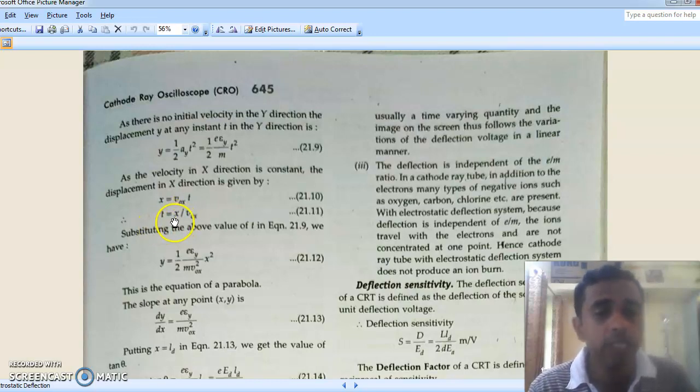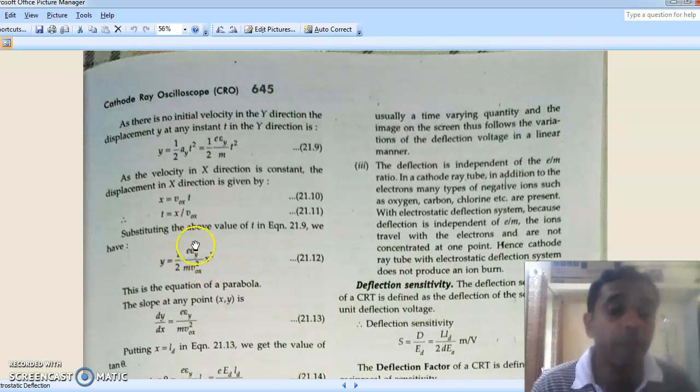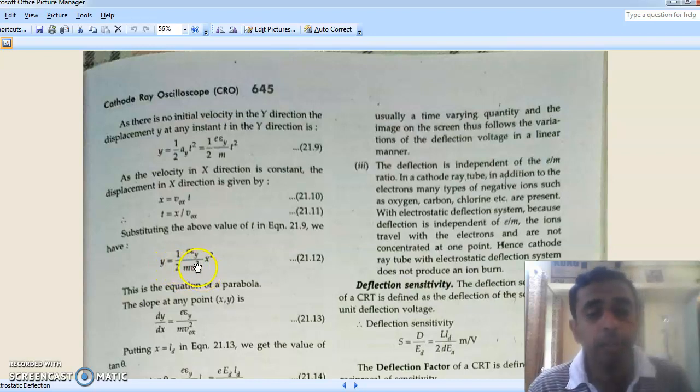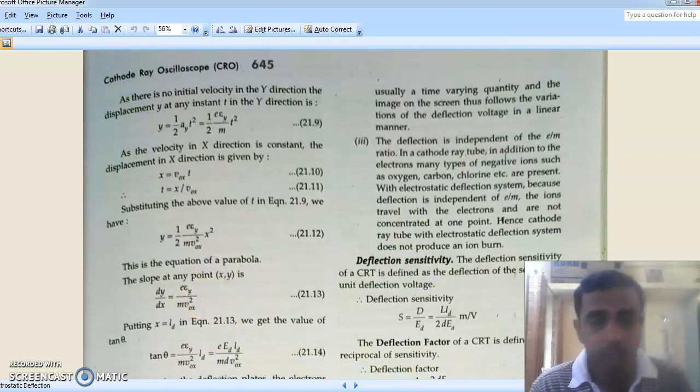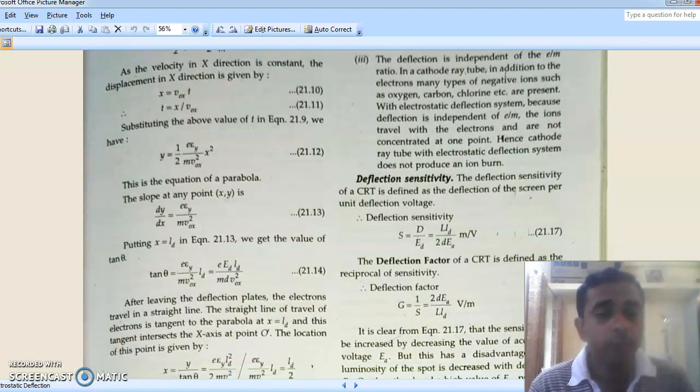So from here t is equal to x by v0x, and substituting the value of t in this equation, we get y is equal to half e epsilon_y by m v0x square into x square. Now this is the equation of a parabola. These things are constant, and y is directly proportional to x square, so this is the equation of a parabola. Now if you want to find the slope, slope is nothing but dy by dx. Find the first order derivative, you get this one.